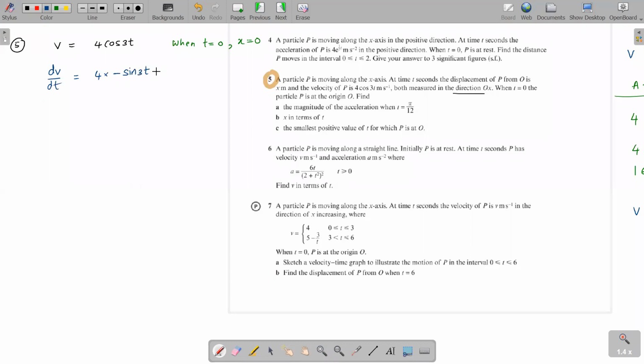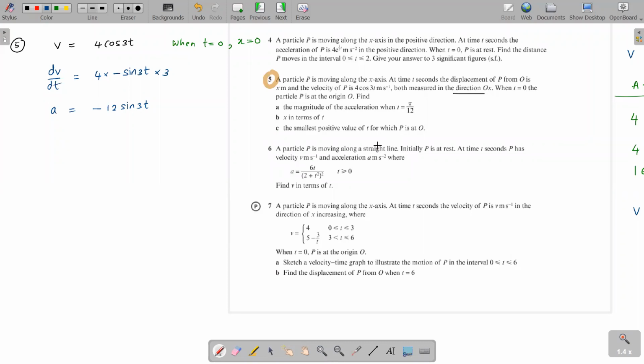And are we done here? No, times the differentiation of 3t, which is 3. Do you agree with me? 4 times minus sine 3t times 3. So what do I get here? dv by dt, or in other words, dv by dt is the acceleration. Acceleration is minus 12 sine 3t. Got it? So they ask you to find the magnitude of the acceleration when t is pi over 12.